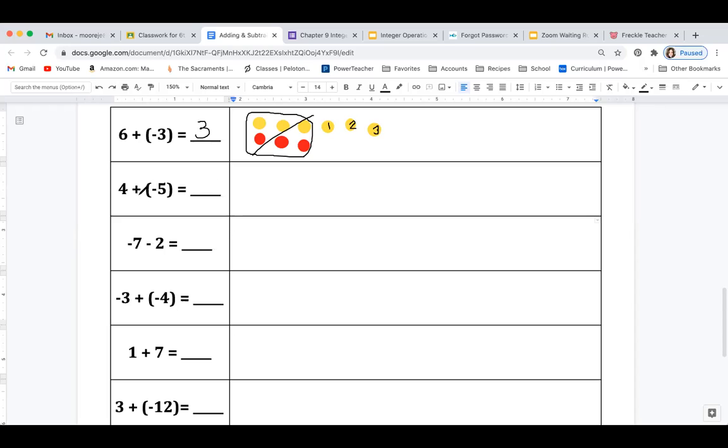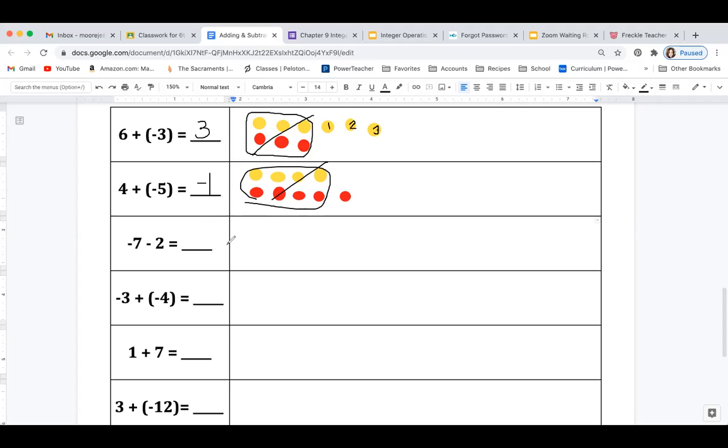What would I put down on the mat for this problem? 4 yellow chips, okay, 4 yellow chips, and then what? 5 red chips, 1, 2, 3, 4, and then let me grab the red ones. 1, 2, 3, 4, 5. And then what do you know about the 0 pairs? Can I cross anything out here? Yeah. 0 pairs are worth nothing. Those guys are gone, right? So what is the result? What am I left with? -1. -1, you got it.